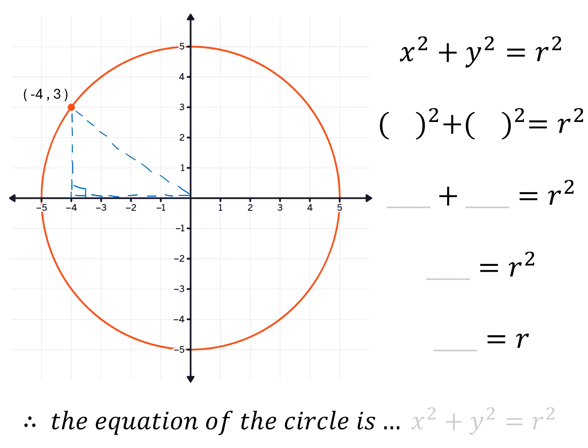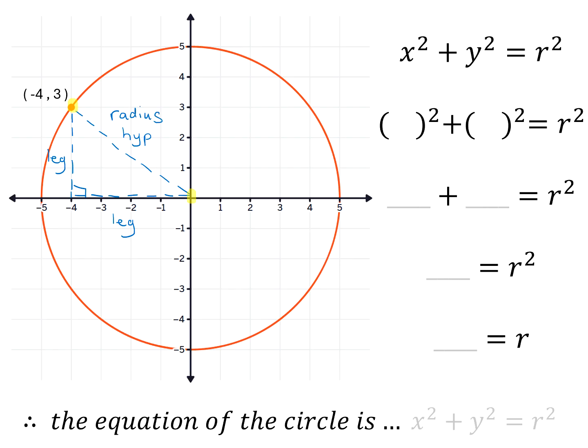I want you to imagine a right triangle being drawn with this point, (-4, 3). That would make this side a leg, this side a leg, and this side the hypotenuse. Since the hypotenuse runs from the edge of the circle to the center of the circle, that would actually make the hypotenuse also the radius of the circle.